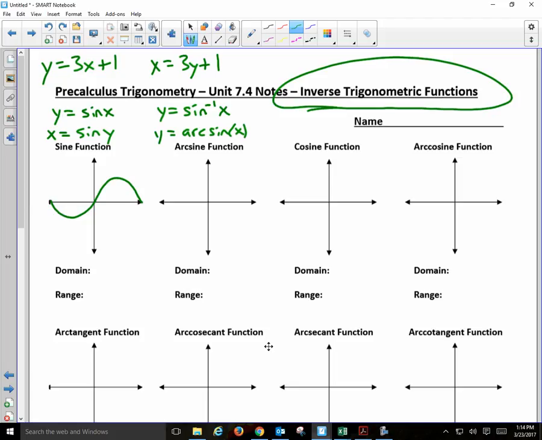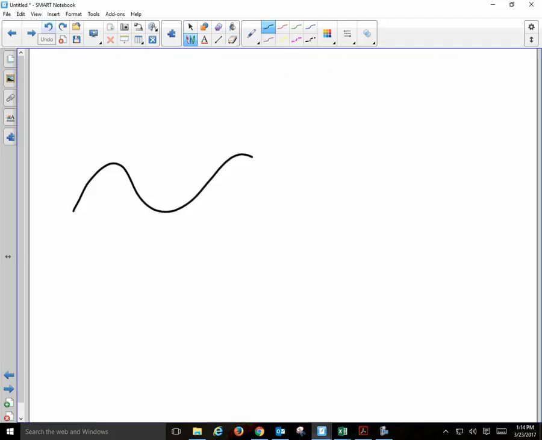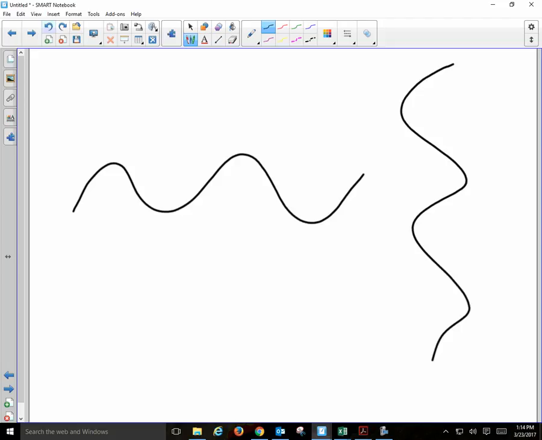Does this sine function currently pass the horizontal line test? If I draw a horizontal line, does it pass the vertical line test? Yes. But it does not pass the horizontal line test. So here's what we say. If we drew this sine function as though it goes on forever, then the inverse would look like this. But is that inverse a function? No, so what we have to do is restrict the domain.